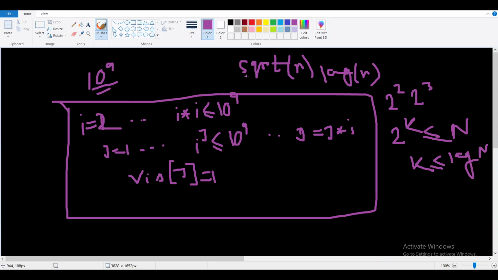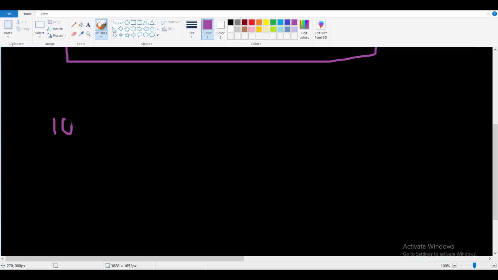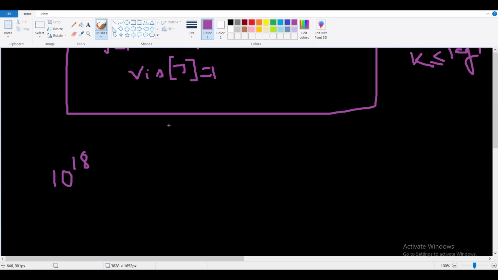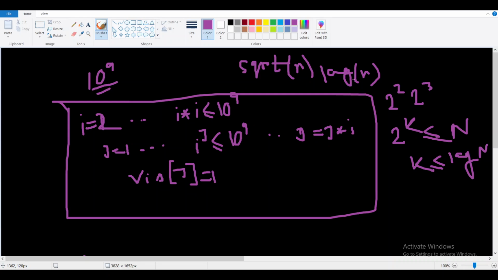So here you can see that it is possible to solve this problem in square root of n log n, but here n is not 10 to the power 9. In the original problem n is 10 to the power 18. So this problem cannot be solved in this complexity, but we can definitely improve it.